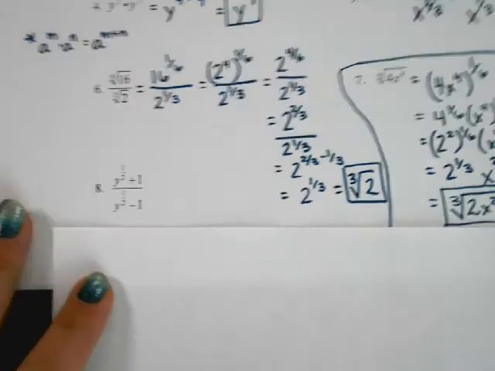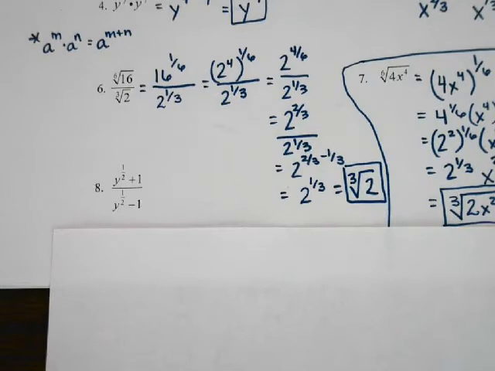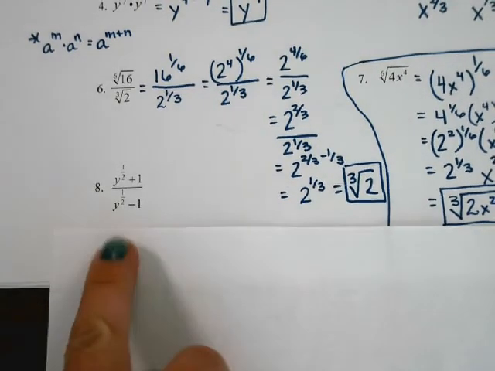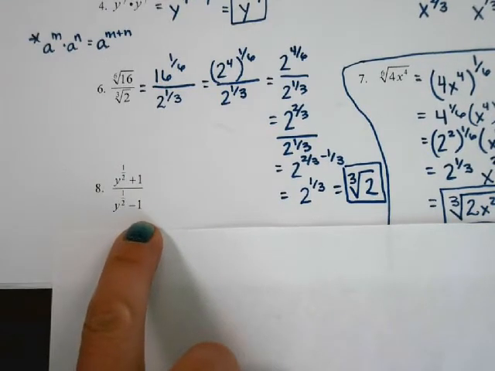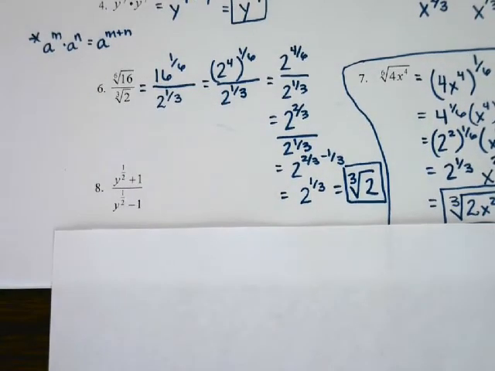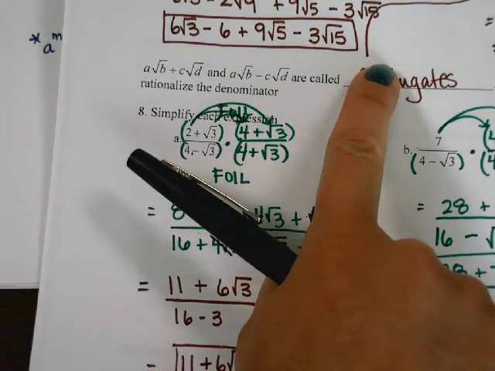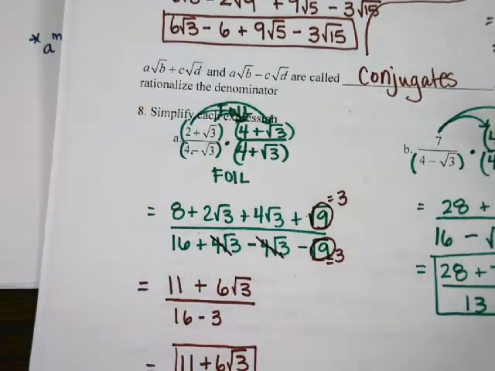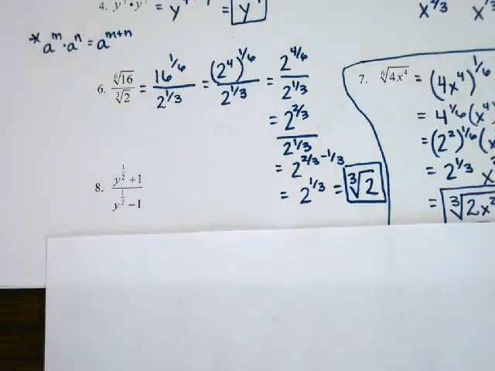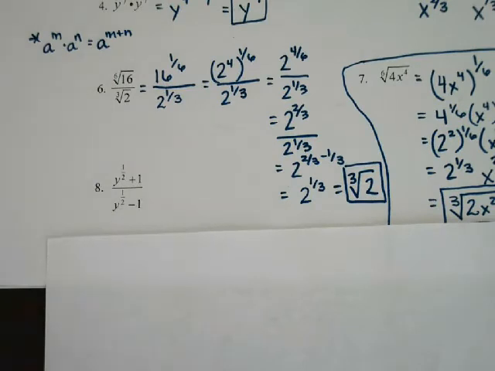All right. Number 8 says y to the 1/2 plus 1 divided by y to the 1/2 minus 1. Okay, we got some junk going on. We've got a fraction exponent in the denominator. We also have 2 terms in the denominator. Well, yesterday when we had 2 terms in the denominator, we multiplied by the conjugate to get rid of it. So anytime you have 2 terms in the denominator and you have something that you shouldn't, you have to use a conjugate. Okay, let's change this to radical form.